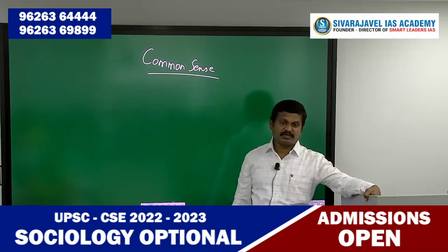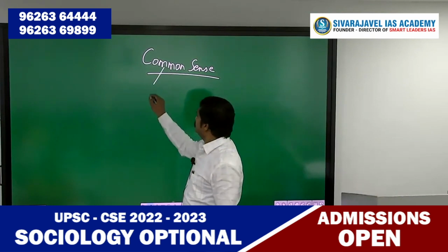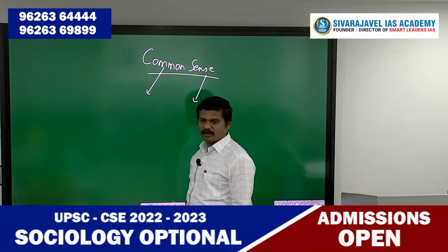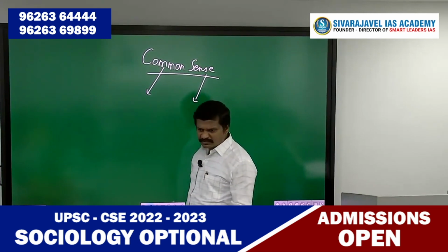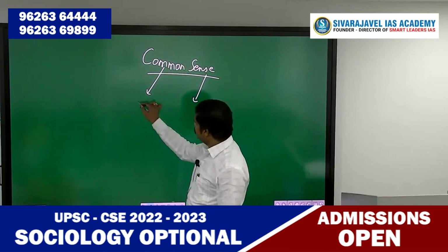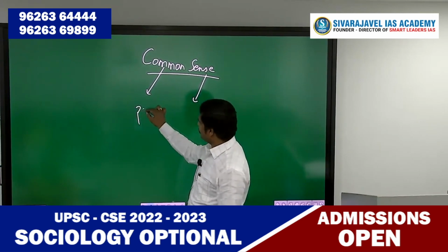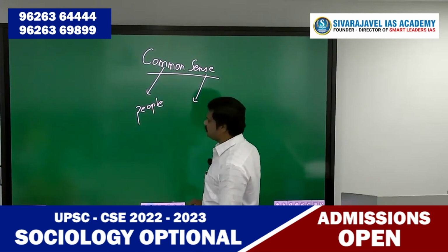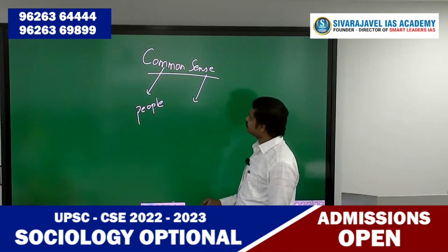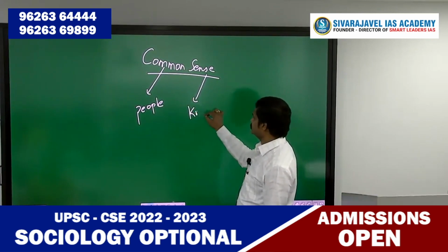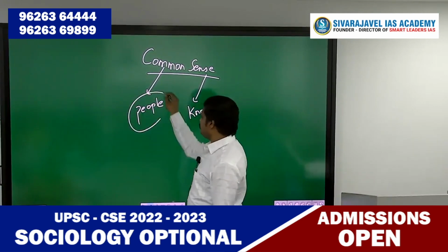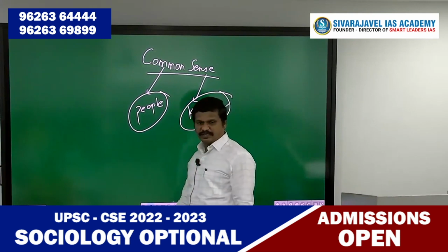அப்ப காமன் சென்ஸ் means what? Common means what? Sense means what? What do you mean by common? Common means people. Sense means அறிவு, knowledge. So there is people's knowledge. You should understand that people's knowledge.